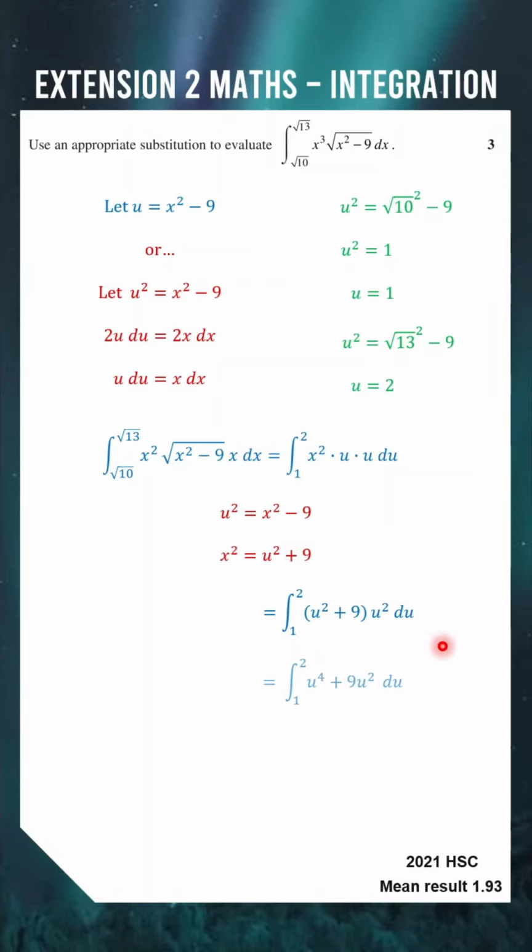We can expand it out to get u to the power of 4 plus 9u squared. Now we can just integrate using our power rule, so we get u to the 5 over 5 plus 9u cubed over 3. And now if you're an Extension 2 student, you know how to take it from here. Let me know if you end up with a final answer of 136 over 5, and hopefully this helps you for your HSC exam.